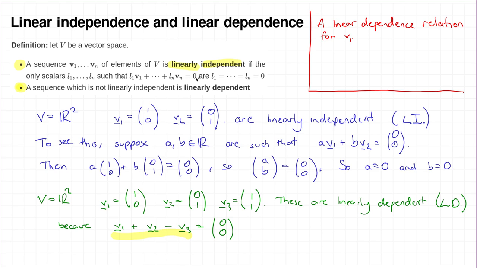for elements v1, v2 up to vn in a vector space V is a linear combination of the v's equal to 0, so let's say L1 v1 plus L2 v2 up to Ln vn, which is equal to the 0 vector in V, but in which not all of those scalars L1 up to Ln are 0.